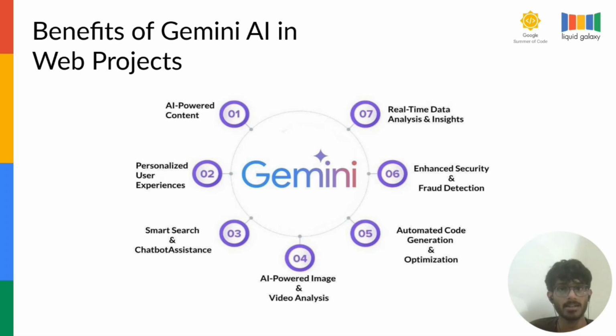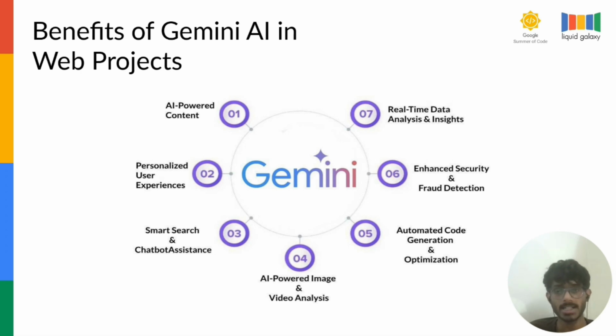AI-powered image and video analysis. One of Gemini AI's strongest features is its ability to analyze images and videos. This enables applications to perform tasks like object recognition, facial detection, and automated content tagging, enhancing visual-based web applications.